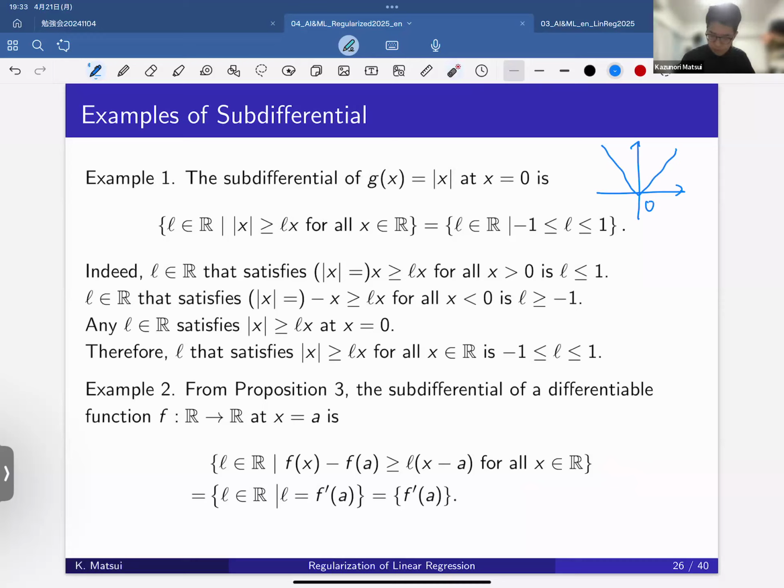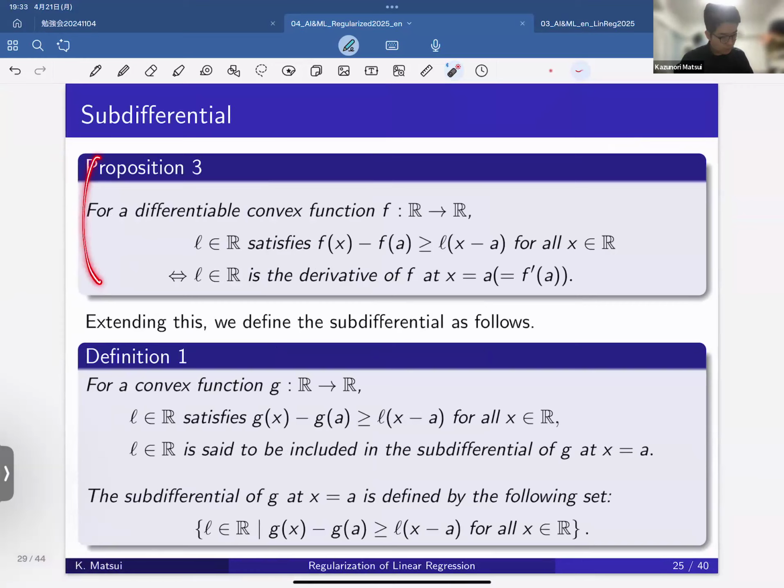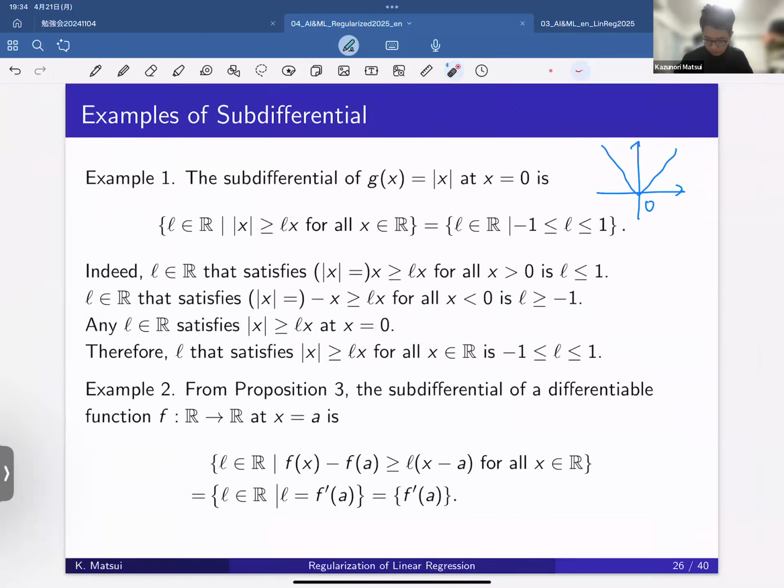Like that. For example, if we consider a line with slope 1/2, this line is completely below the absolute value function. So according to our earlier reasoning, 1/2 is included in the subdifferential. Any line passing through the origin with a slope between minus 1 and 1 lies entirely below this graph, so it's in the subdifferential. For a differentiable function, the subdifferential at x is, from the previous proposition, only the derivative itself.